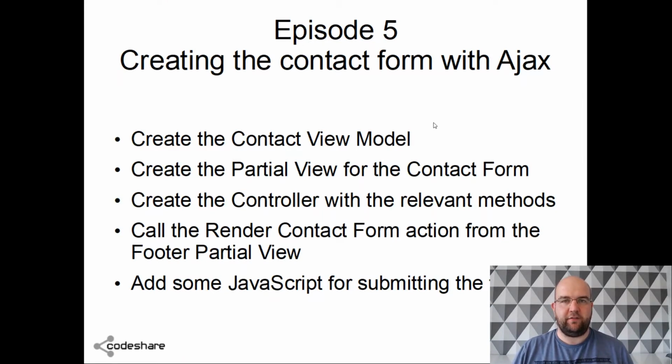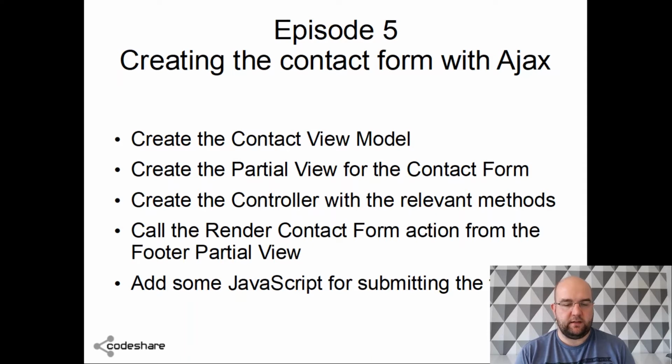Welcome to episode 5 of this second series of how to build a content managed website in Umbraco, and I'm using version 7.6.5. So we're on episode 5, and in this episode I want to move on to creating a contact form using Ajax to submit that form, so it doesn't need to do a postback. So I'll be doing some MVC here.